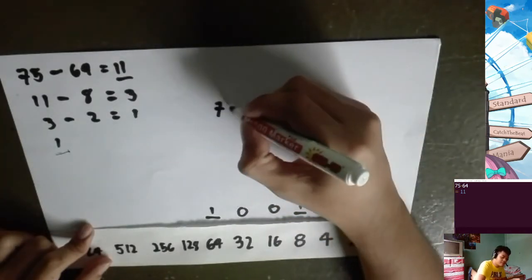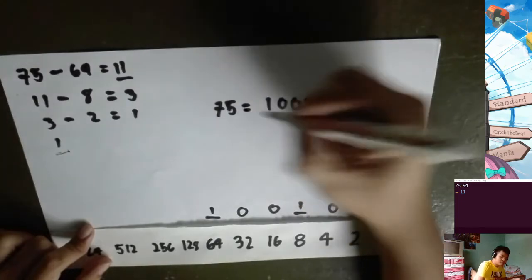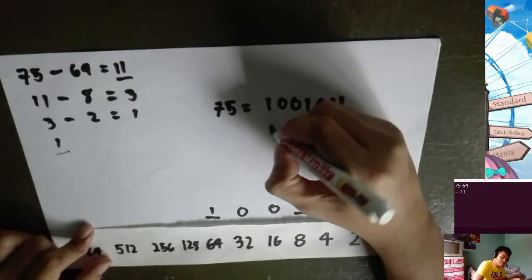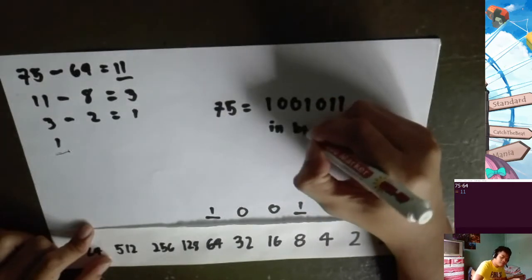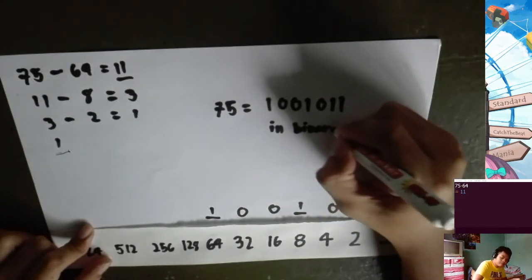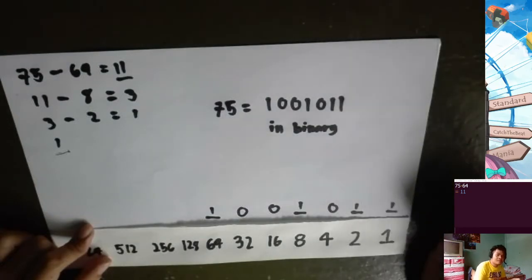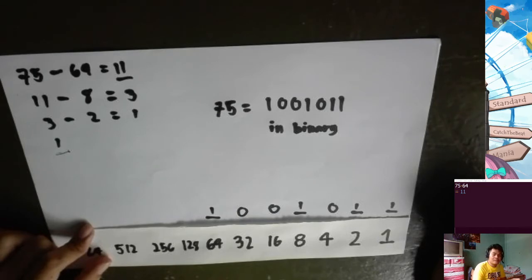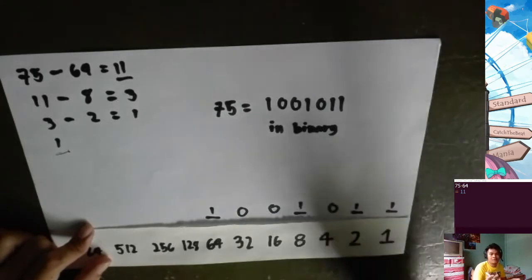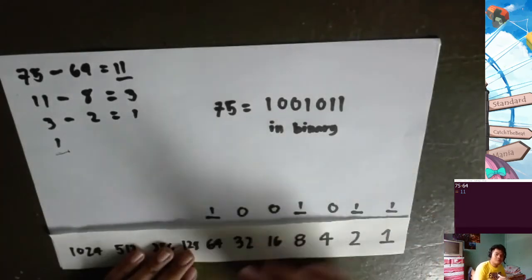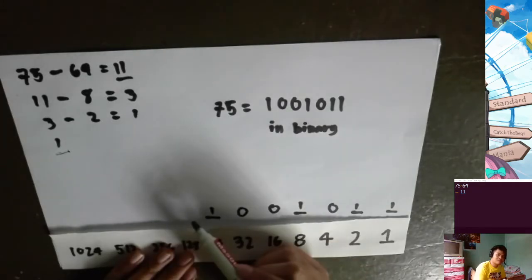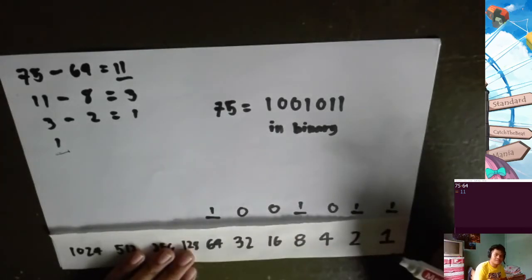So 75 is equal to 1001011 in binary. So that is how you convert a whole number into a binary number. And also don't forget, you are only going to start writing your numbers from right to left. That's how you do it. It just makes things easier.